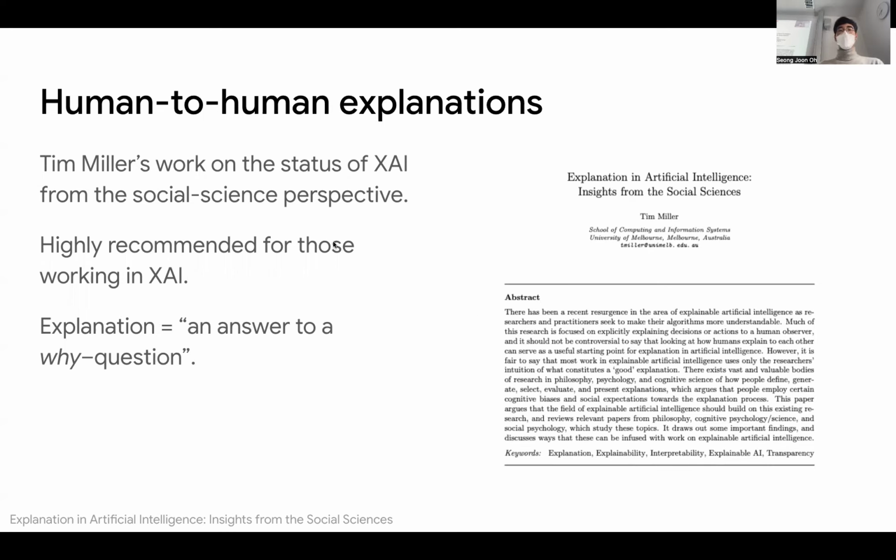For that, I based a lot of the material in this lecture on Tim Miller's paper. This is a really great paper that gives a perspective on current explainable AI work from the social science perspective. So if you wish to work in this domain, I highly recommend reading this paper. As a starting point, we have a clear definition: an explanation is an answer to a why question. But this is not the end of the story.